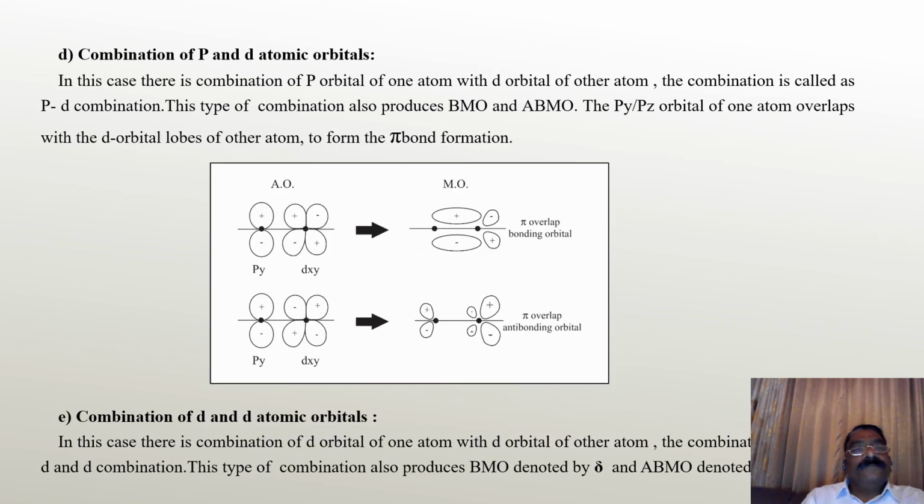Third, that is the PD combination. The P orbital of the first atom and the D orbital of the second atom combine, and from this we can have the pi overlap bonding molecular orbitals and pi overlap antibonding molecular orbitals. Here pi bonding is possible, and thus we get the pi BMO and pi ABMO, which are the perpendicular overlapping or perpendicular combination along the internuclear axis. In the DD combination, DD atomic orbitals combine and they can give delta orbitals. The delta orbitals are two-dimensional and are not shown here.